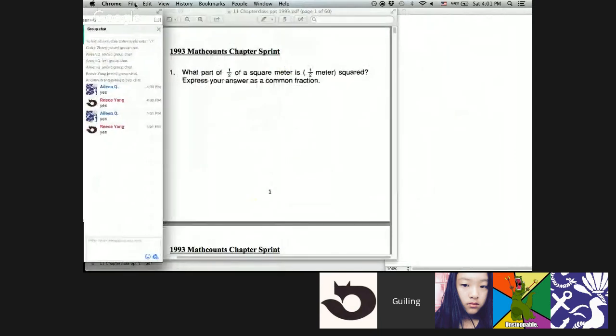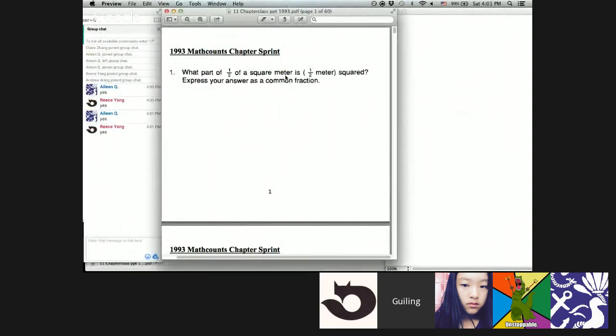Okay. So today we will be talking about the 1993 MATHCOUNTS chapter sprint. So I guess we'll just go right into it and start off with this problem. What part of half of a square meter is 1/2 meter squared? Express your answer as a common fraction. This one's a little confusing, I guess.